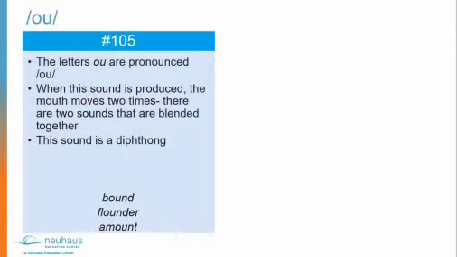Students will also learn about the sound ow. This sound is a diphthong. When the sound is produced, your mouth moves 2 times. In Concept 105, students learn that the letters OU are pronounced ow, as in bound, flounder, and amount.